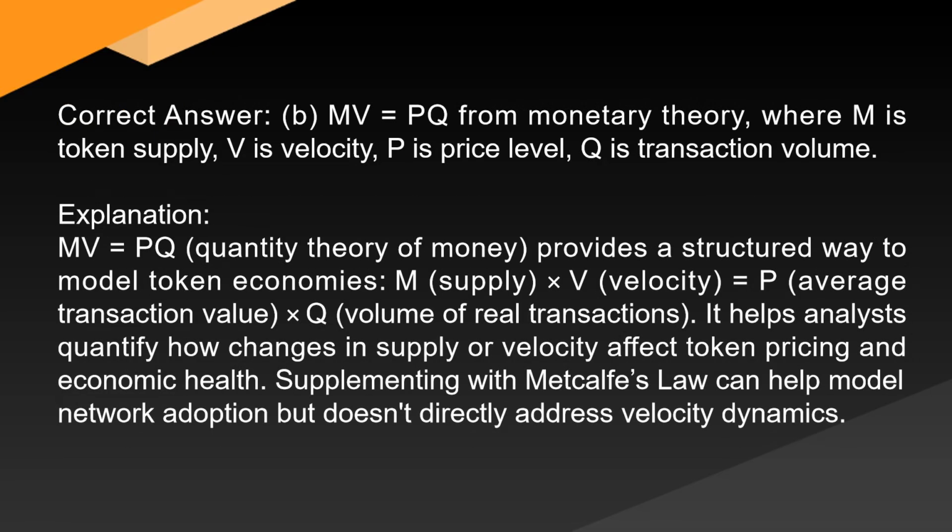Correct answer. B. MV equals PQ from monetary theory, where M is token supply, V is velocity, P is price level, Q is transaction volume. Explanation. MV equals PQ, the quantity theory of money, provides a structured way to model token economies. M, supply, times V, velocity, equals P, average transaction value, times Q, volume of real transactions. It helps analysts quantify how changes in supply or velocity affect token pricing and economic health. Supplementing with Metcalfe's law can help model network adoption, but doesn't directly address velocity dynamics.